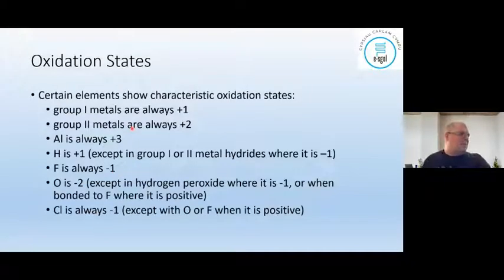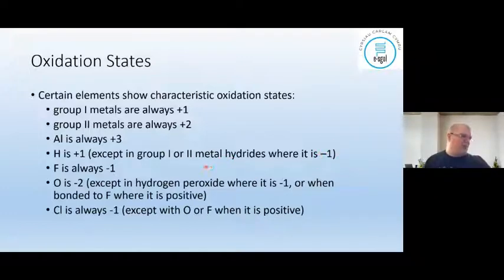And these are some rules that can help you figure out oxidation states of more unusual elements. So group 1 metals always have an oxidation state of +1. Group 2 always +2. I've singled out aluminium here for group 3 because group 3 doesn't always follow the +3 rule, but aluminium is the most common one you'll come across. Hydrogen is always +1, except for group 1 or 2 metal hydrides, where it is -1.